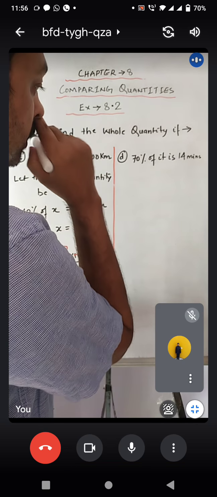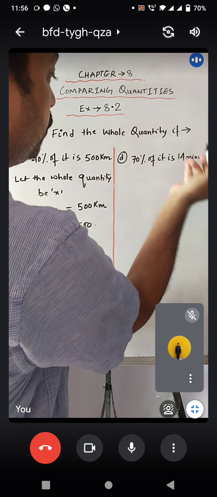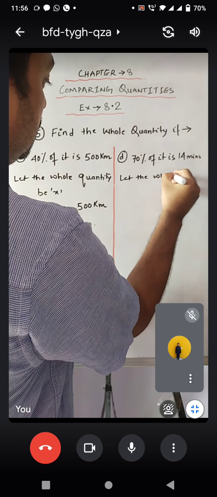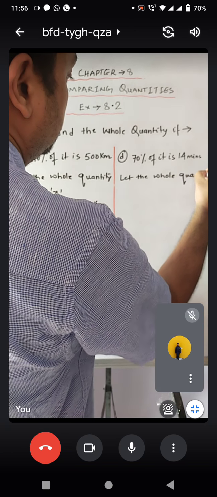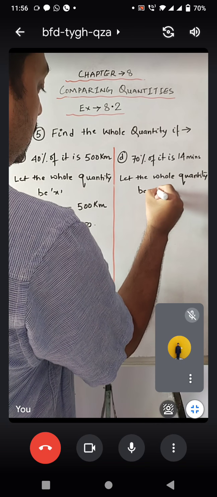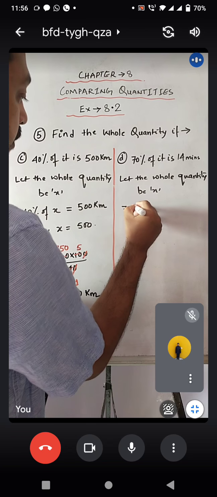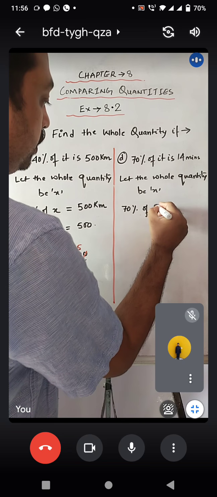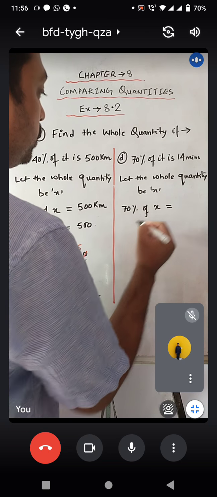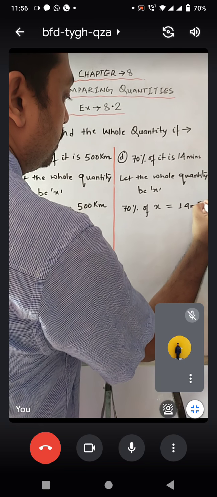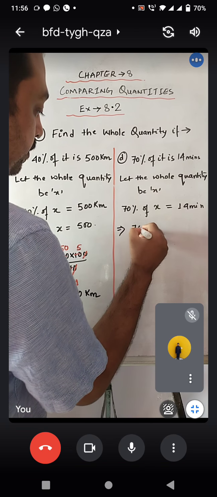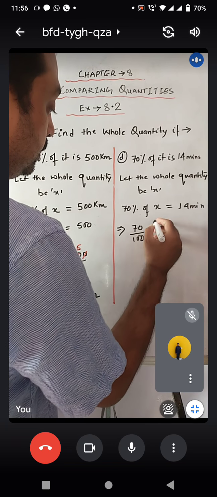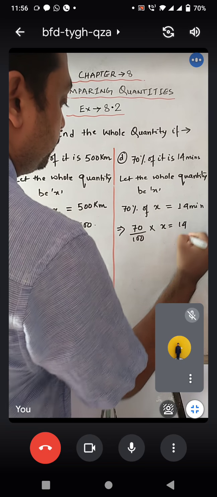Now what is there in sum number D? 70% of it is 14 minutes. Okay, so now let the whole quantity be X. Now as I believe everyone has understood what you have to do. So 70% of, in place of it we will write X, in place of is we will put equals to sign 14 minutes. On the next line, 70 by 100, in place of of we'll write into, and then we'll write X, that is equal to 14.